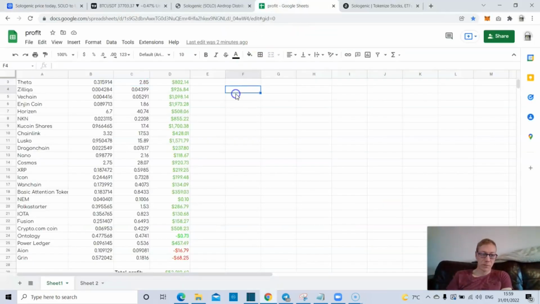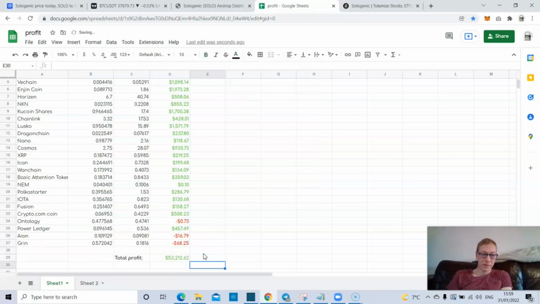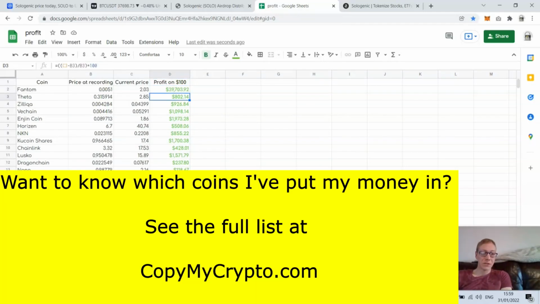Before I do, as always, update the spreadsheet. The first 26 coins I spoke about on the channel. Bloody Ontology back in the road. Had you invested 100 bucks into each one of these before I released the videos and you're still holding those bags, you'd be in profit for over 53 grand. This, however, is no longer my portfolio.